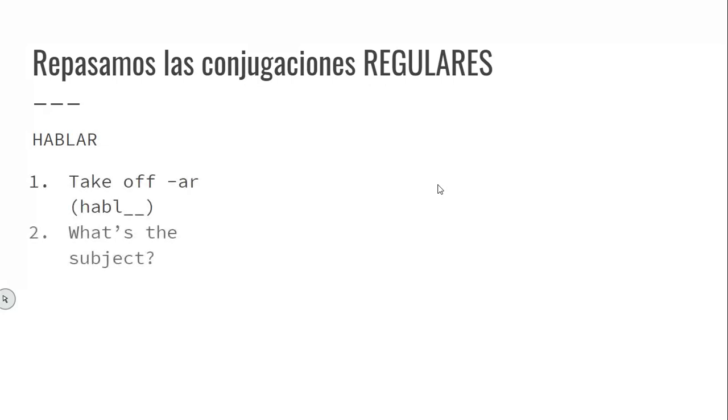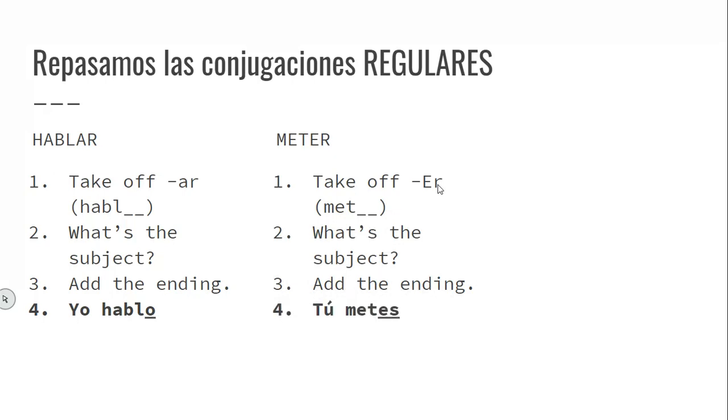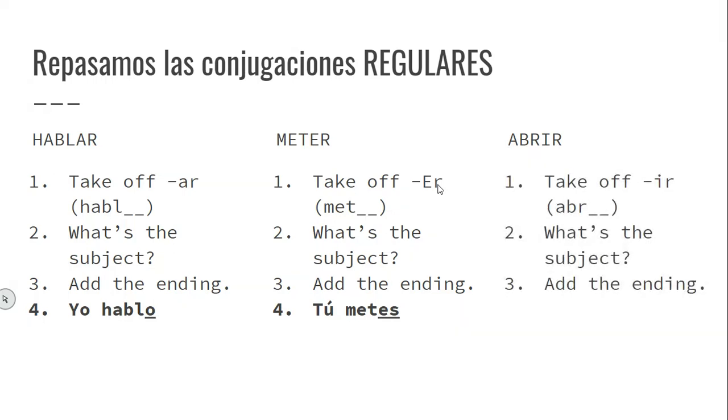All right, so let's review. Repasamos las conjugaciones regulares. We did this yesterday as well, but for example, we have hablar. We take off the AR, we decide the subject, and we add the ending as in yo hablo. Meter, as in meter un gol. We take off the ER, we decide what's the subject, and add the necessary ending as in tú metes. And then we have abrir, which is to open. Take off the IR, we ask what's the subject, we add the necessary ending. In this case, that'll be usted abre, right? So that's our pattern.